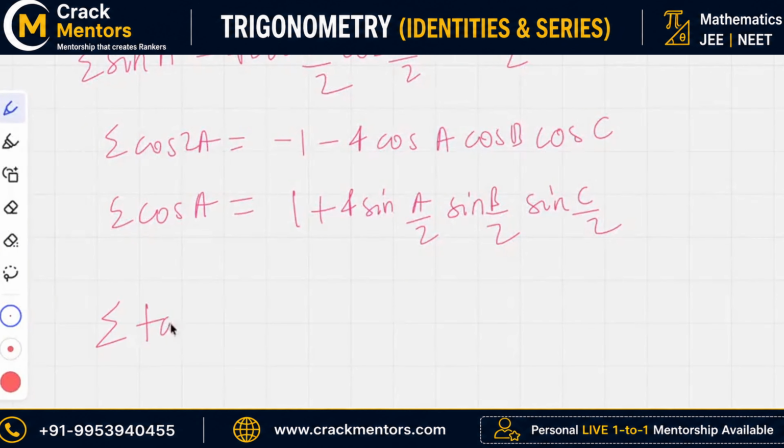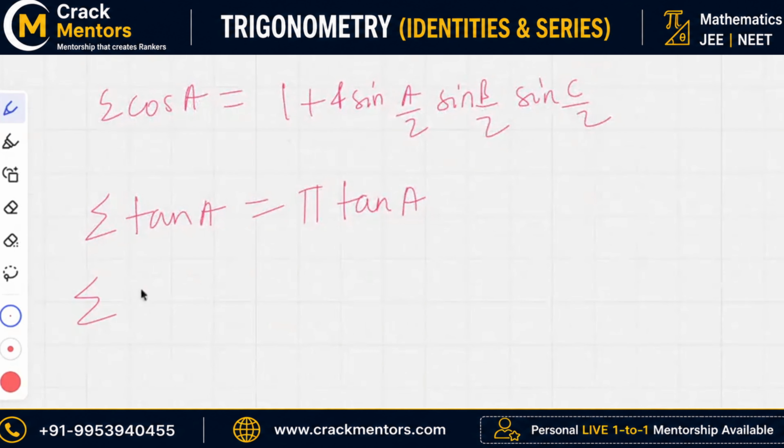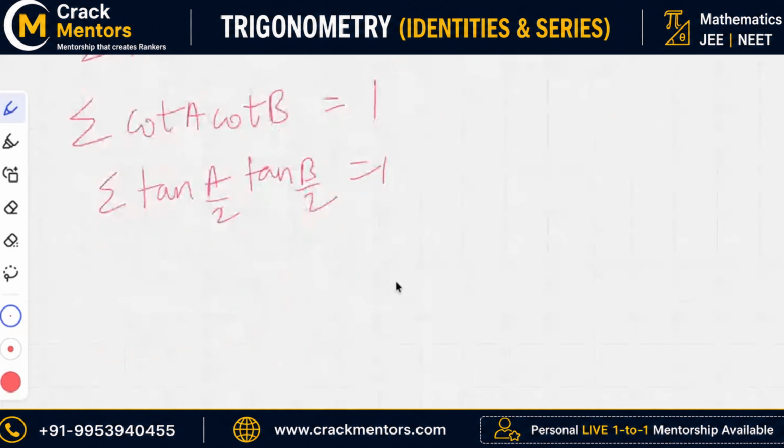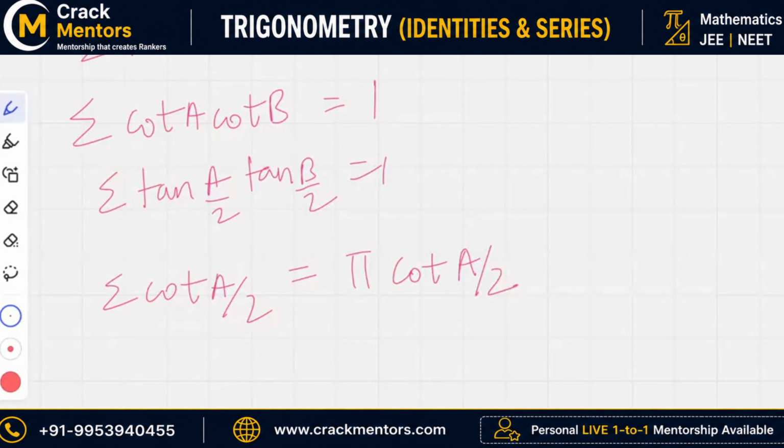Then also sigma tan a is equal to pi tan a, that means tan a plus tan b plus tan c is tan a tan b tan c. Then sigma cot a cot b, that means cot a cot b plus cot b cot c plus cot c cot a is 1. Then sigma tan a by 2 tan b by 2 is also 1, and sigma cot a by 2 is pi cot a by 2. Okay, that's it.